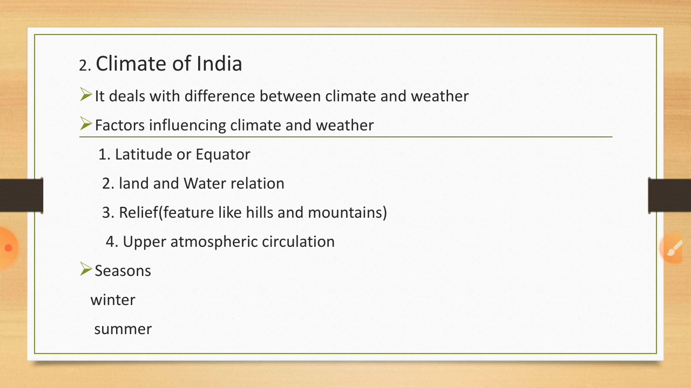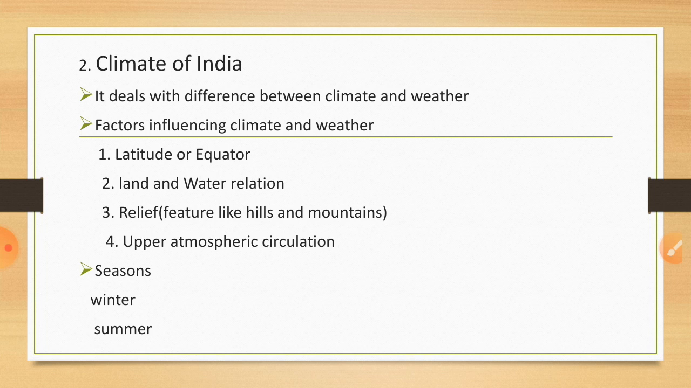Let's move on to the second topic, that is climate of India. Here, in this chapter, first understand the difference between climate and weather. Climate refers to a pattern over a long period, whereas weather refers to an instance of climate at any given time, and it is for a short period of time. And once you are clear with the definition, then go through the factors that influence climate and weather.